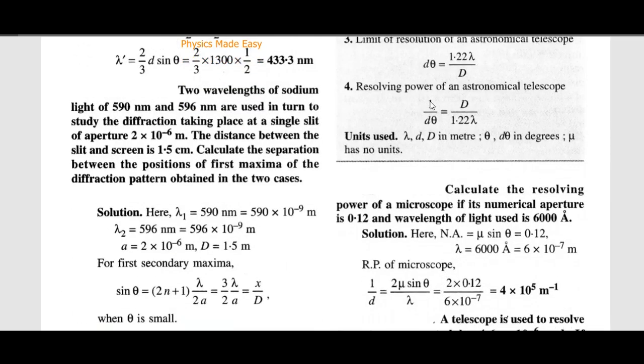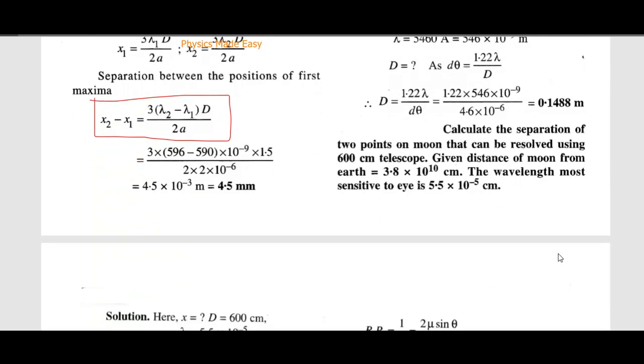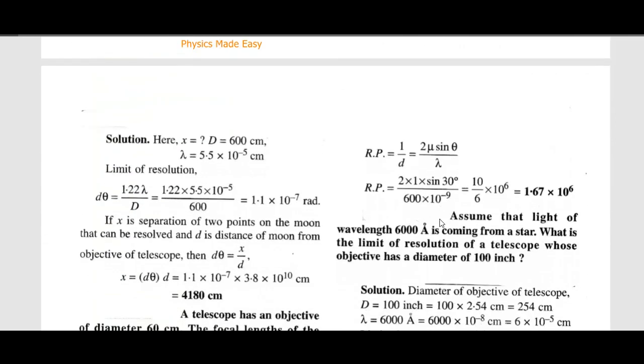We know this formula, d theta is 1.22 lambda by D. Now this d theta is given. A telescope is used to resolve two stars separated by this many radians. If the wavelength of light used is this, what will be the aperture? Trivial question. Calculate the separation of two points on the moon that can be resolved using a telescope of 600 centimeter. Given the distance of the moon from this and this, all these are trivial questions.